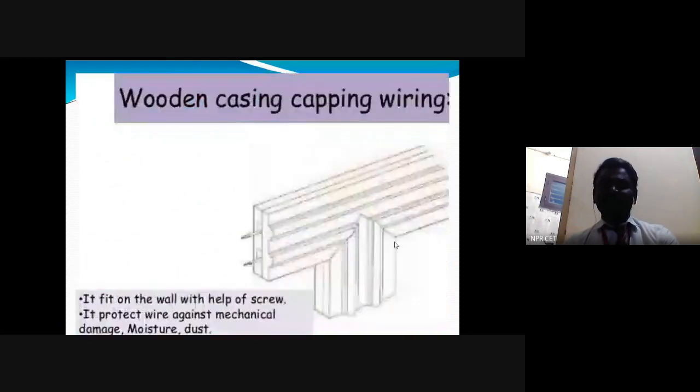Next, the wooden casing and capping wiring. The casing is made of wood and is fitted on the wall with the help of screws. It protects the wiring from damage, moisture, or any other abnormal conditions. For that purpose, a wooden case is provided for this kind of wiring.